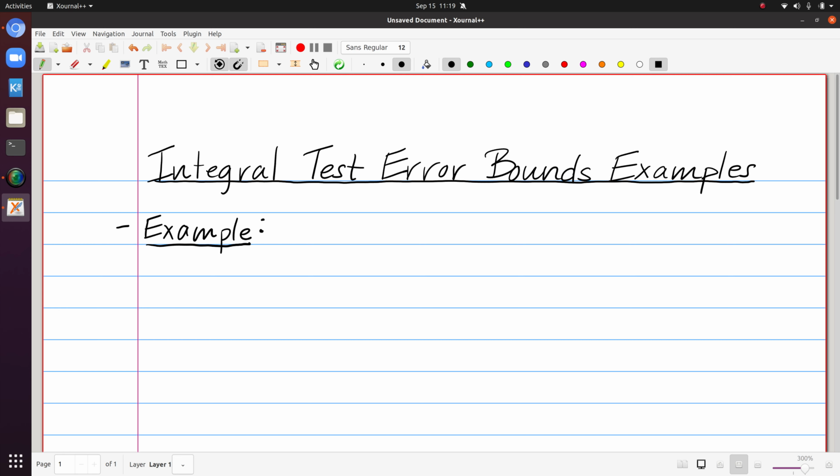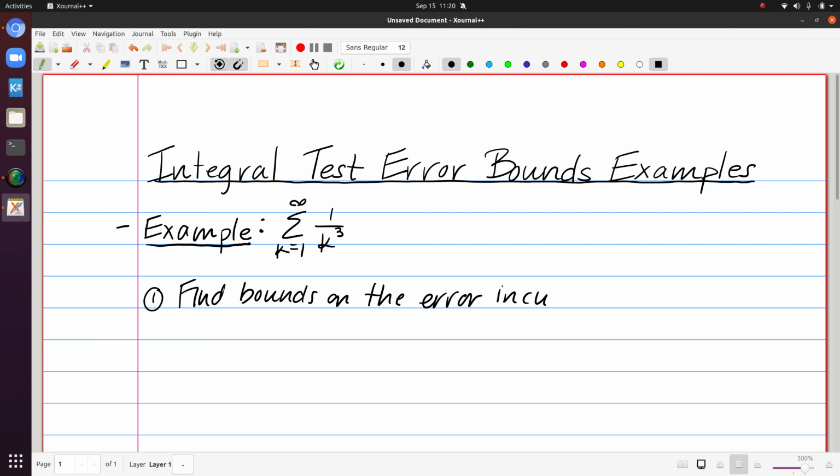So the series we will look at is this one, the sum from k equals 1 to infinity of 1 over k cubed. So first question here is, let's suppose we want to find bounds on the error incurred by approximating this series by its 10th partial sum.